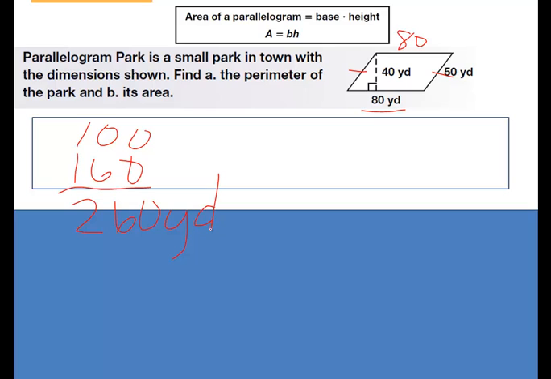Now, see if you can calculate the area. Do we do 80 times 50? No, we don't, because 50 is not our height. 50 is one of the sides, but it's not our height. Our height is right here. Base and height are always going to be perpendicular. Make sure that you use perpendicular numbers. 8 times 4 is 32. Add our 2 zeros, we get 3,200 yards squared. And that would be our answer for B.